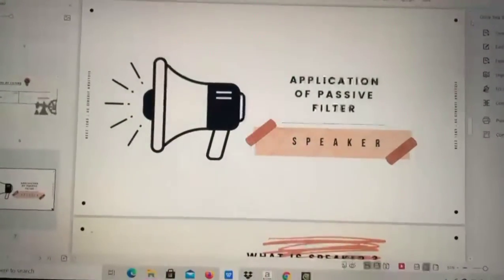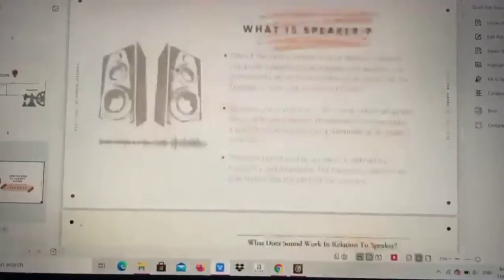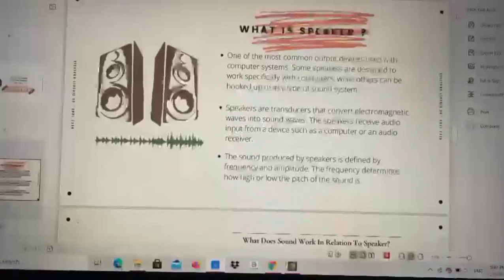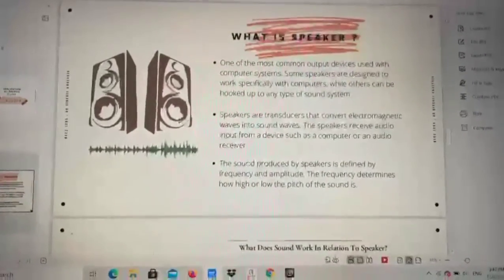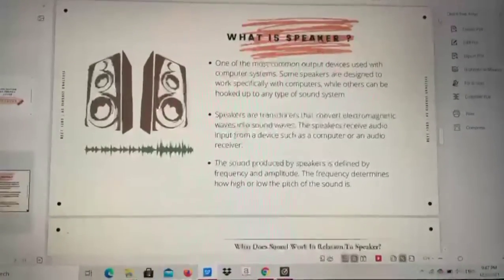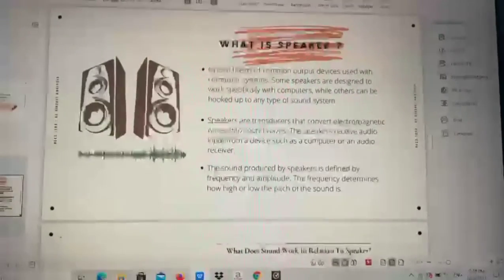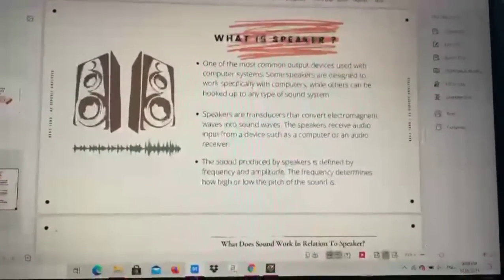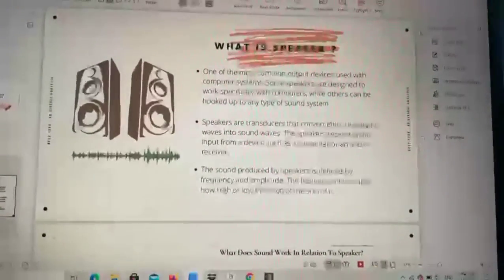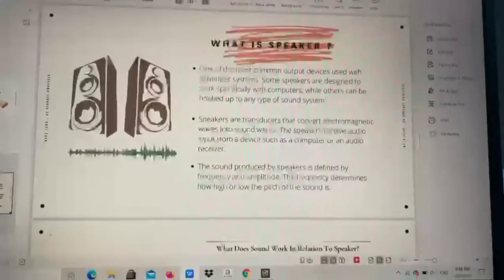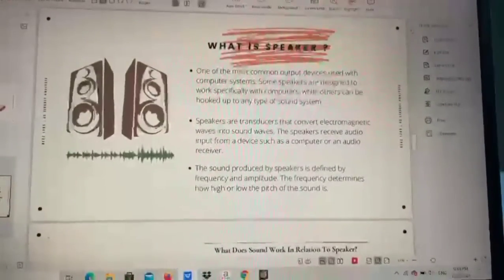Hi, today I will explain about the application of passive filter. Okay, we have 2 speakers. What is a speaker? Speaker is one of the most common output device used with computer systems. Some speakers are designed to work specifically with computers, while others can be hooked up to any type of sound systems like DJ, radio jockey. Speakers are transducers that convert electromagnetic waves into sound wave.